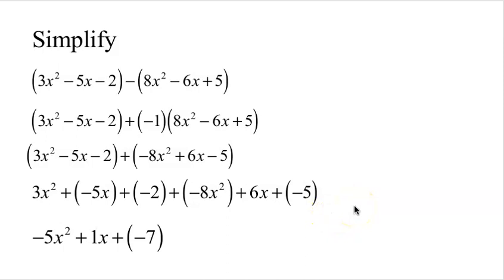And we will probably write that in a cleaner way. 1x, of course, is the same as x, plus negative 7 is, of course, the same as minus 7. So a cleaner solution is negative 5x squared plus x minus 7.